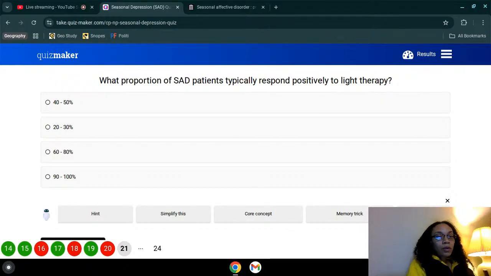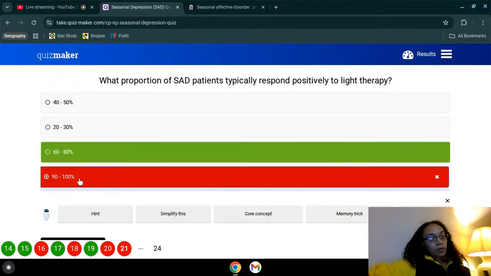What proportion of SAD patients typically respond positively to light therapy? Typically respond positively. I'd hope it's a high number. I'm going to say 90 to 100, 60 to 80.